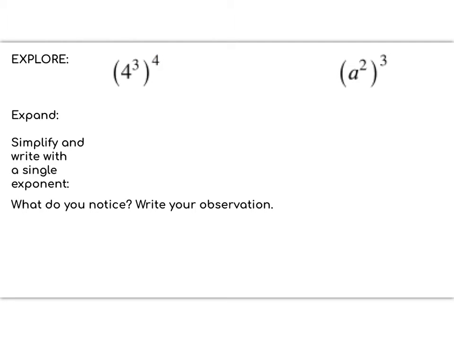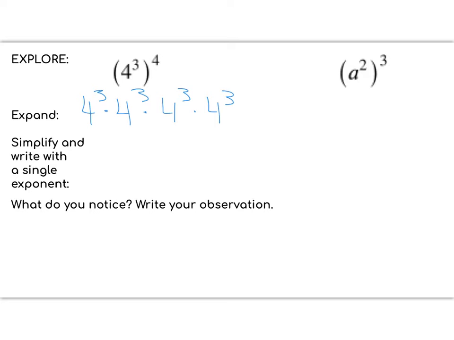So this is 4 cubed, or 4 to the 3rd power, raised to the 4th power. Again, we're going to use our definitions of exponents to write this. If I have 4 cubed raised to the 4th power, that means I am going to write 4 to the 3rd power 4 times, right? We're multiplying 4 to the 3rd power 4 times.